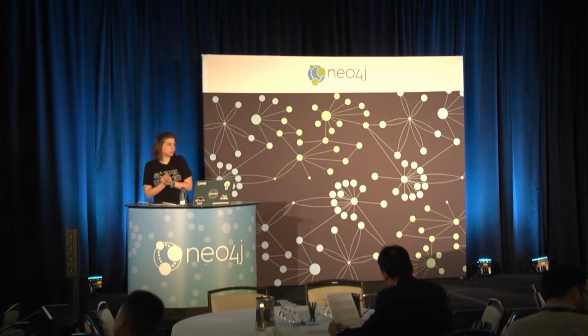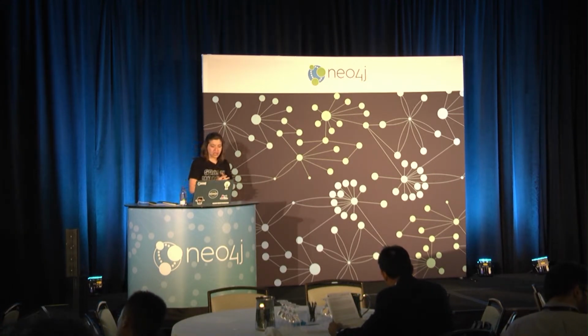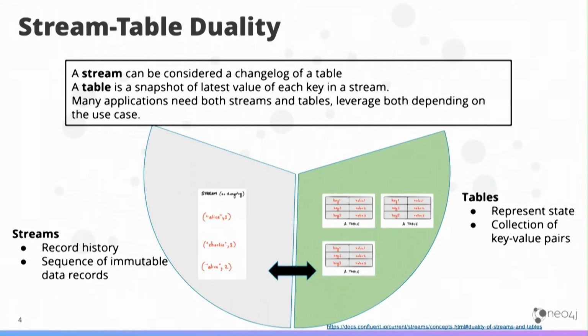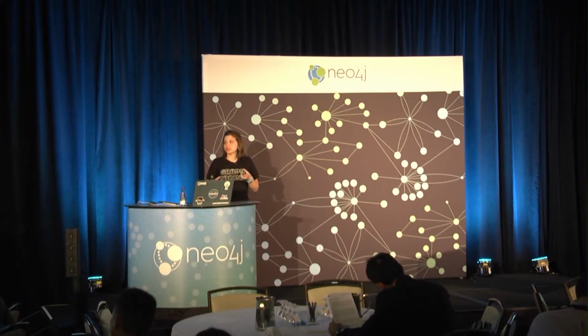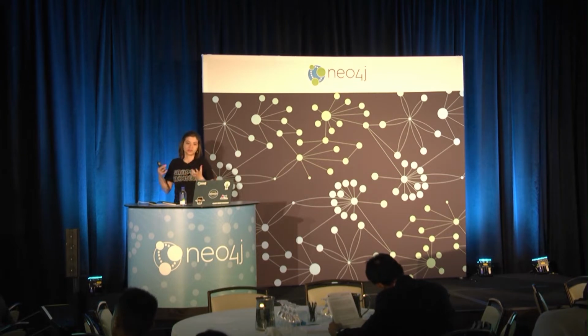If you're familiar with the Kafka world at all, you might have heard of this stream-table duality, where a stream is like a change log of a table. It records the history of all of the changes made over the course of time. And then your table is a snapshot of whatever the current status is of the data, or a particular status at a particular time. Most applications can use one or the other or both, depending on the use case.